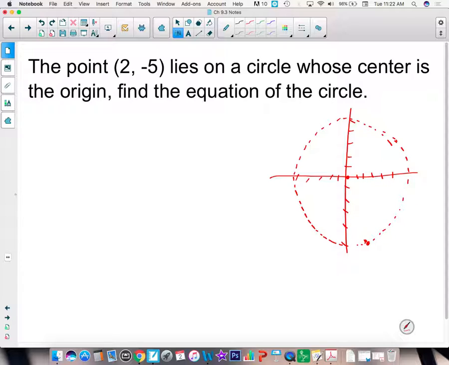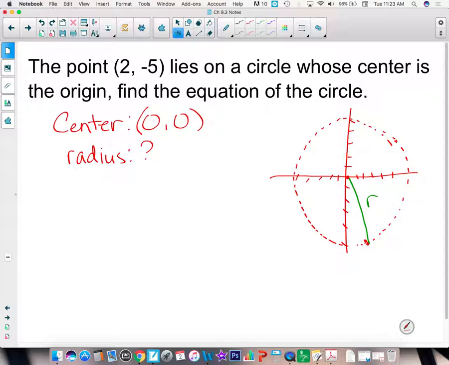Yes. Yes, we need to find the distance between our center and that point. Okay? So we know this, center of 0, 0. Radius, we don't know. But we can find that by finding the distance from here to here, because that is our radius, right? So we got to use distance formula.